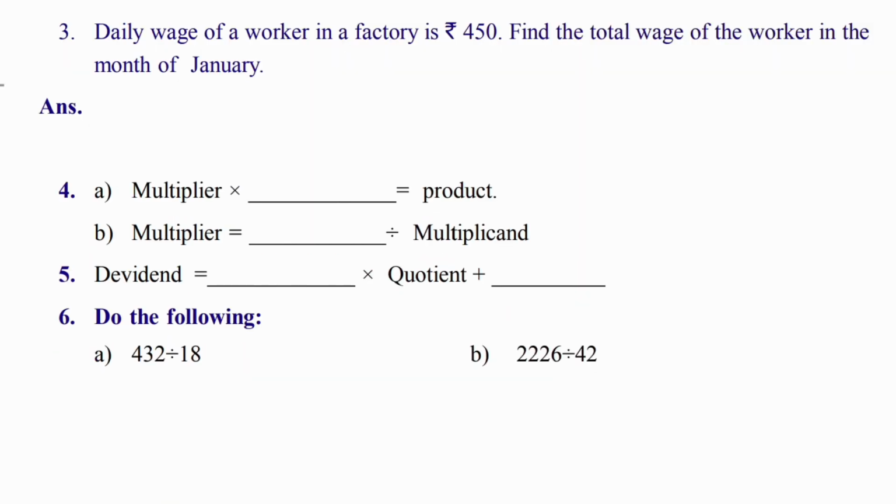Let's move on to the third question, which is: daily wage of a worker in a factory is rupees 450. Find the total wage of the worker in the month of January. So let's see the solution.